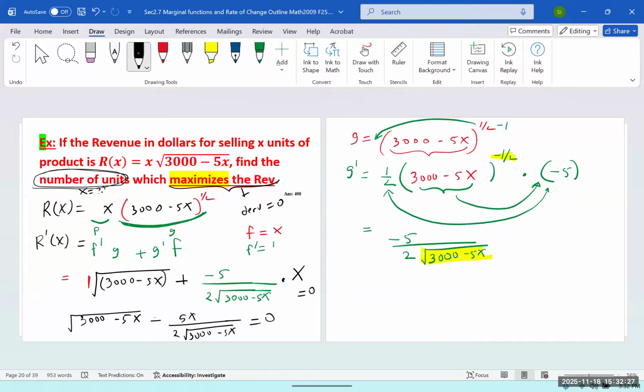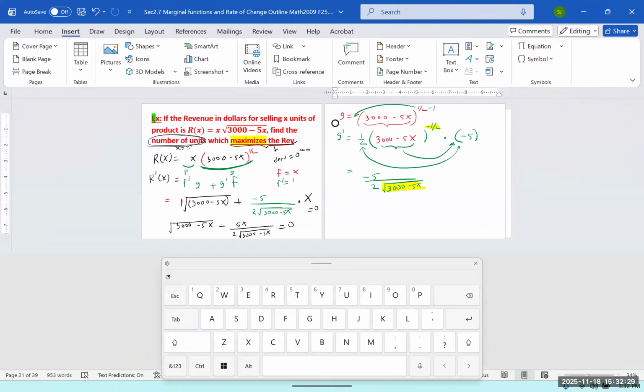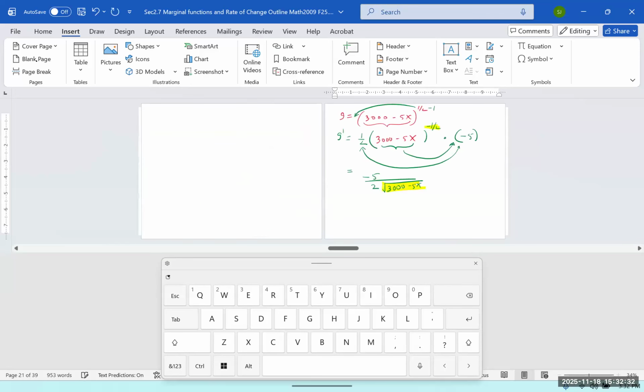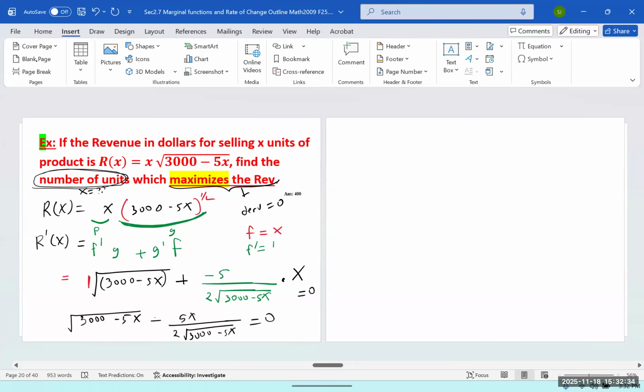And now it's algebra, no more calculus here. So you can take the same denominator, or you can move them to two sides and then get to the denominator. It's up to you. If you add this quantity to both sides, you get 5x over 2 square root of 3000 minus 5x equals the square root of 3000 minus 5x.